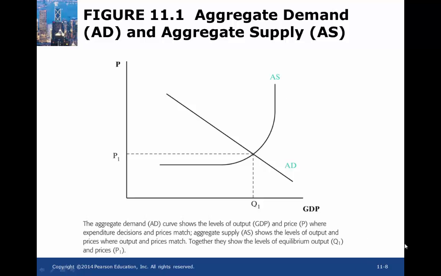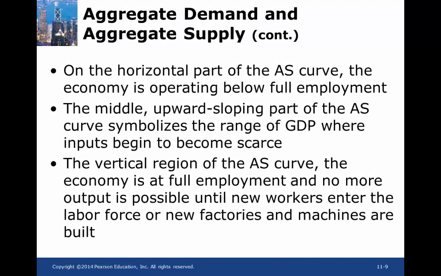The aggregate demand AD curve shows the level of output, GDP, and price, P, where expenditure decisions and price match. Aggregate supply, AS, shows the level of output and price where output and prices match. Together, they show the level of equilibrium output Q1 and price P1.